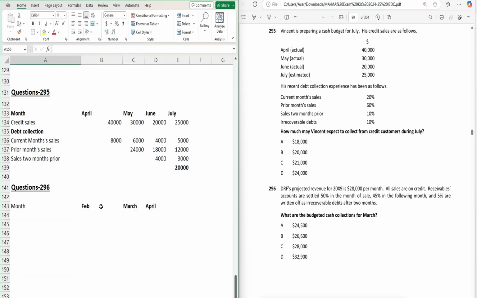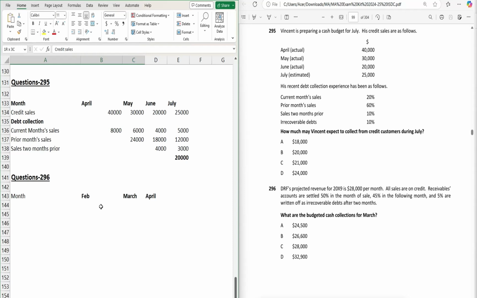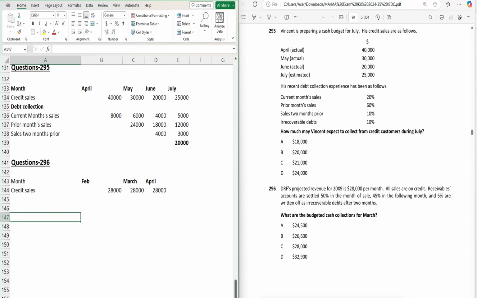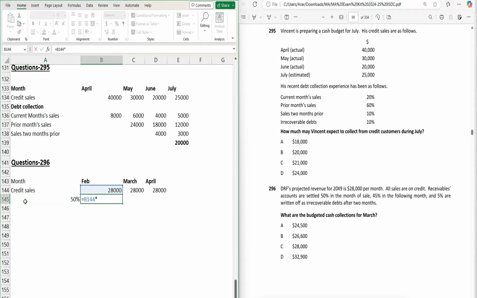Okay, so now what is the credit sales for each of the months? It's 28,000. Right. Now the 50% of the amount will be received in the same month. So 50% will be received in the same month, 14,000, 14,000 and 14,000. And next says for the remaining 50%, that means 45% of this amount will be received in the following month. Okay. So yeah, we have done with that.